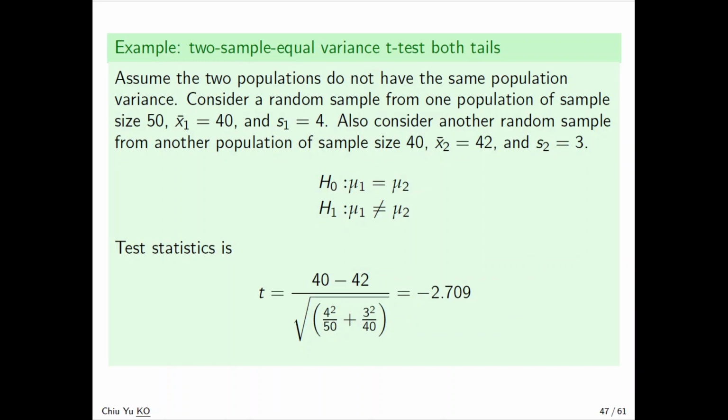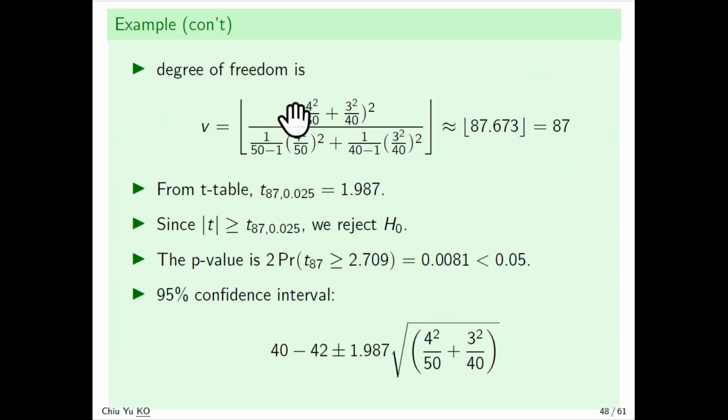The example we have is two populations that do not have the same variance. The sample from one population has sample size 50, x1 is 40, s1 is 4. The other has sample size 40, mean 42, and s2 is 3. The test statistic is easy: 40 minus 42 over the square root of 4 square over 50 plus 3 square over 40, which is negative 2.7. The degree of freedom is a rather complicated calculation, but just plug in the formula. It's 87 point something, so take 87 because it's an integer function.